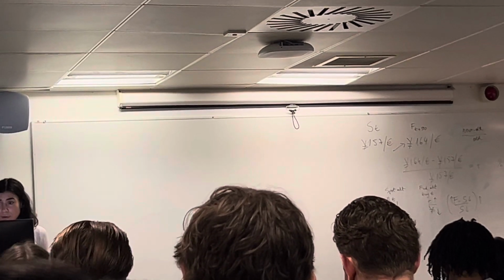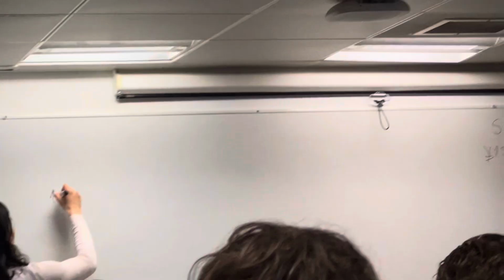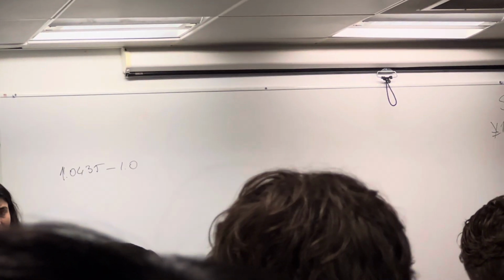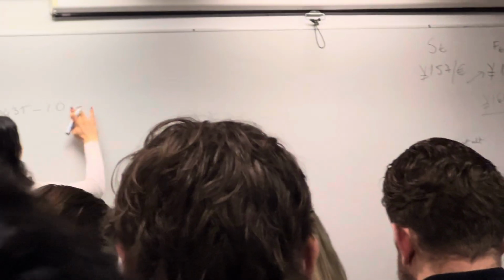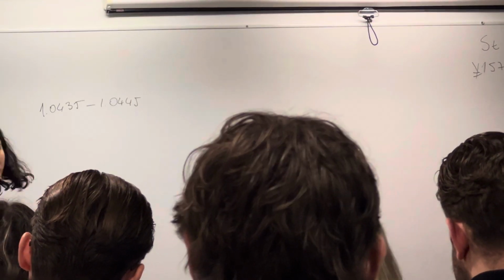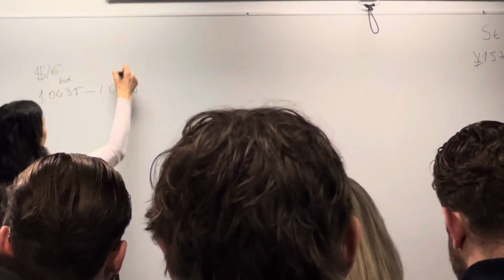Yes, so we're looking at the 3-month maturity. Do you have it in front of you? So the euro spot is 1.0435 and 1.0... Okay, this is the spot, and with the 3 months points, what do we do? Add them.